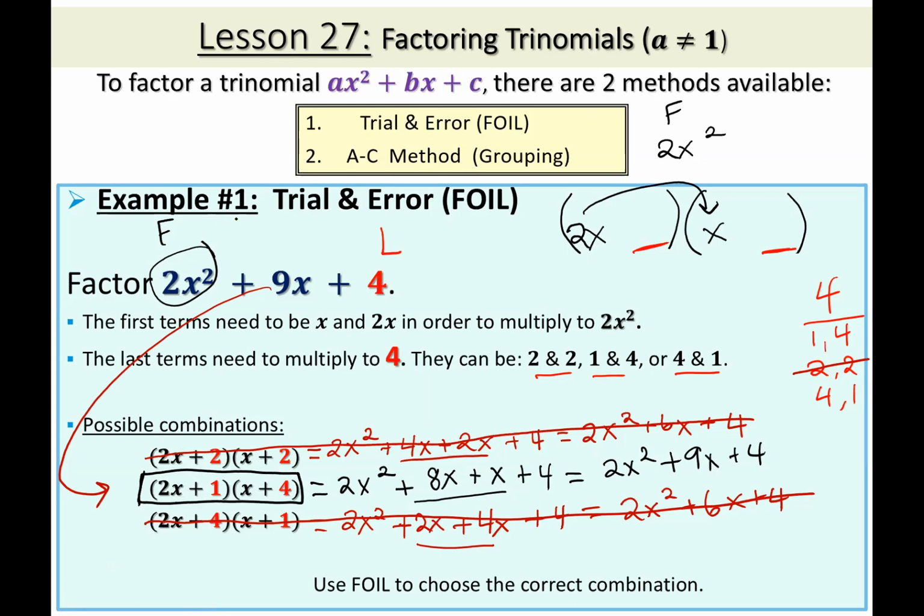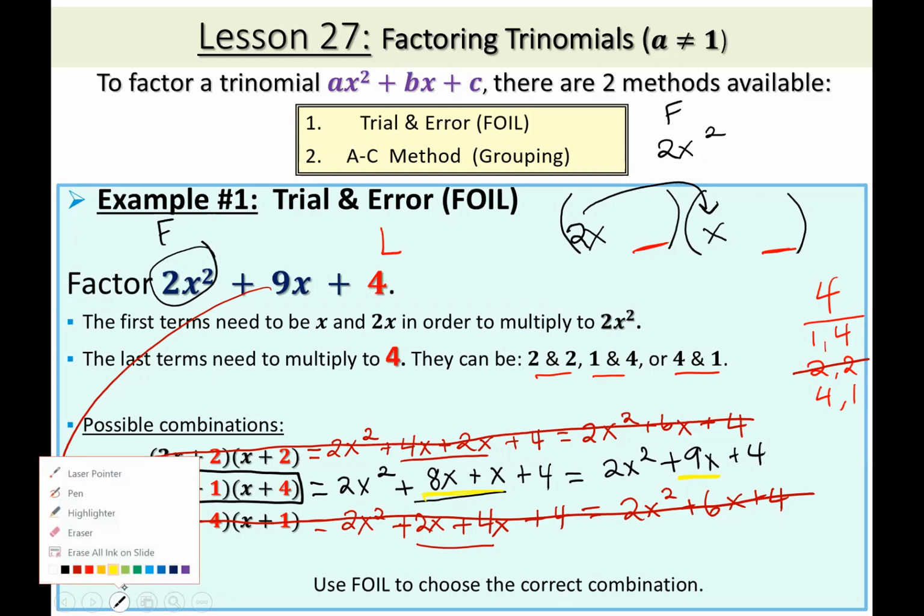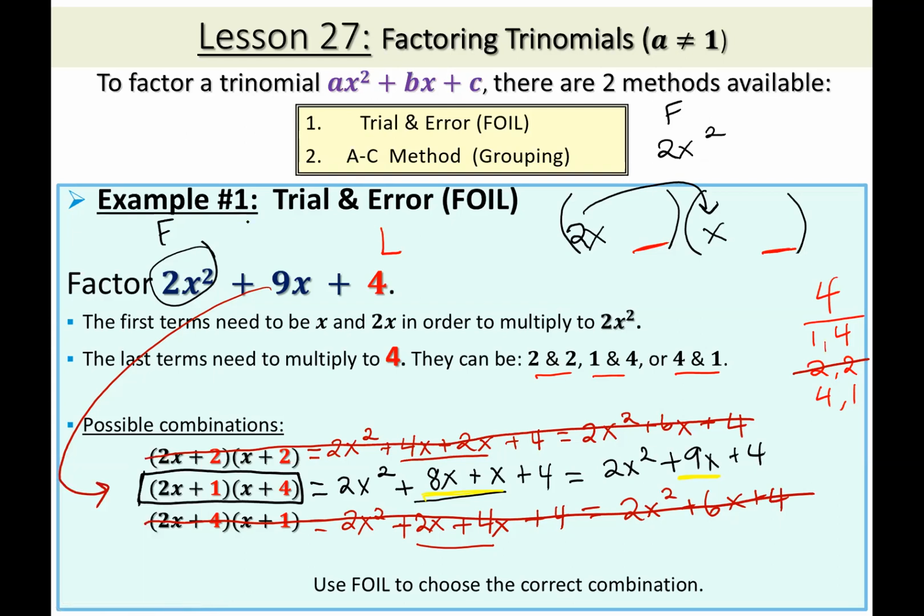Okay, so that's kind of the outside and inside terms being added together. Once again, when we check using FOIL, it's that outside and inside terms that add up to 9x. All right, so I know that seems like a lot. If you've never seen this before, I would be surprised if this made perfect sense right away. Like everything we do, it's gonna take some practice.